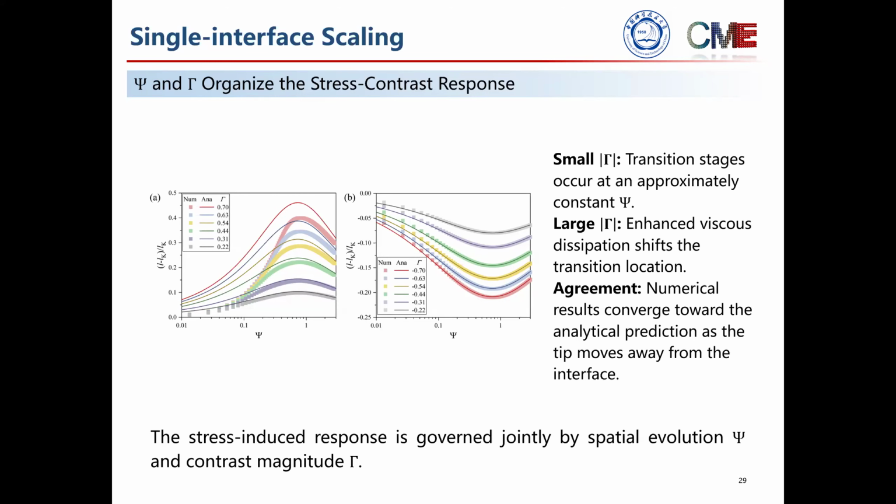When the numerical results are plotted against phi, the different stages of transition become more systematic. For relatively small gamma, the transition occurs at approximately the same value of phi. At larger stress contrast, enhanced fluid redistribution and viscous dissipation shift the transition location. The numerical results also approach the analytical predictions as the tip moves farther away from the interface. So for the stress contrast, the same conceptual separation holds. Phi is the spatial evolution coordinate, and gamma determines the disturbance amplitude and modifies the quantitative transition threshold.